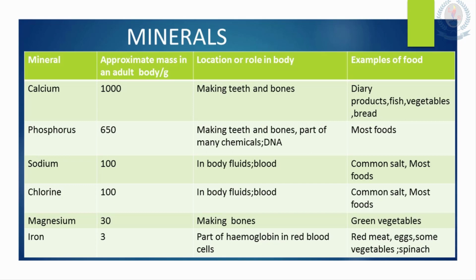So first we will see calcium. Calcium is mainly used to make teeth and bones in our body. It can be obtained from dairy products, fish and vegetables, and also from bread. And then phosphorus. Phosphorus is important for healthy bones and teeth, and it is also found in every cell. It is part of DNA also. We can get phosphorus from meat, fish, poultry, eggs and milk. Many processed foods also have phosphorus.